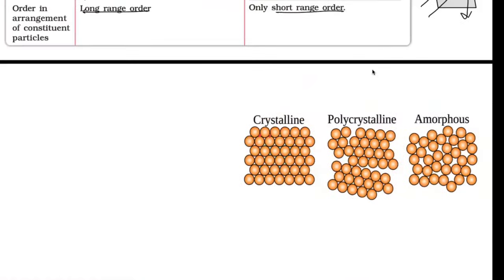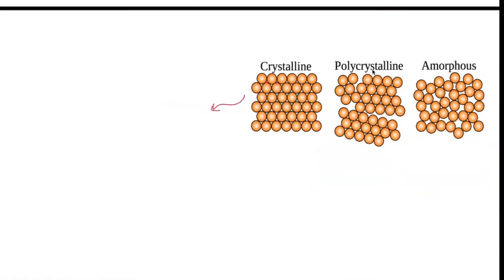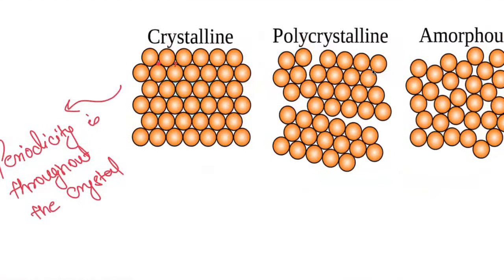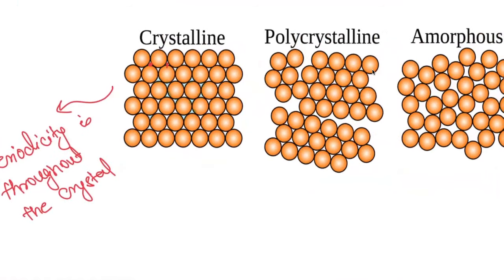crystal, or just a single crystal. So periodicity is throughout the crystal, right? But if you look at polycrystalline, we cannot find it. For example, here we can find different regions. Here, this is a different region, right? Here again, a different region, right?